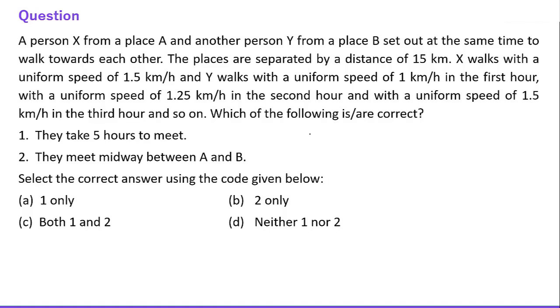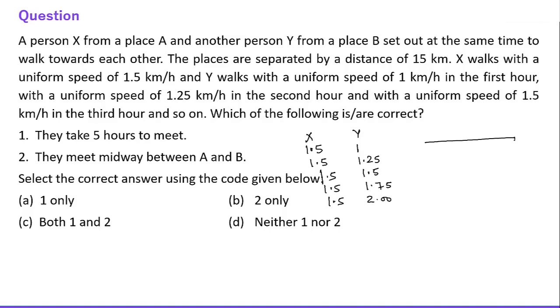So the thing is, here X is moving with 1.5 km per hour, but Y is moving, first hour he is moving at 1 km per hour, second hour he is moving at 1.25 km per hour, third hour he is moving at 1.5 km per hour, fourth hour he is moving at 1.75 km per hour, fifth hour he is moving at 2 km per hour, right? But X is always moving at 1.5 km per hour, right? And so on.